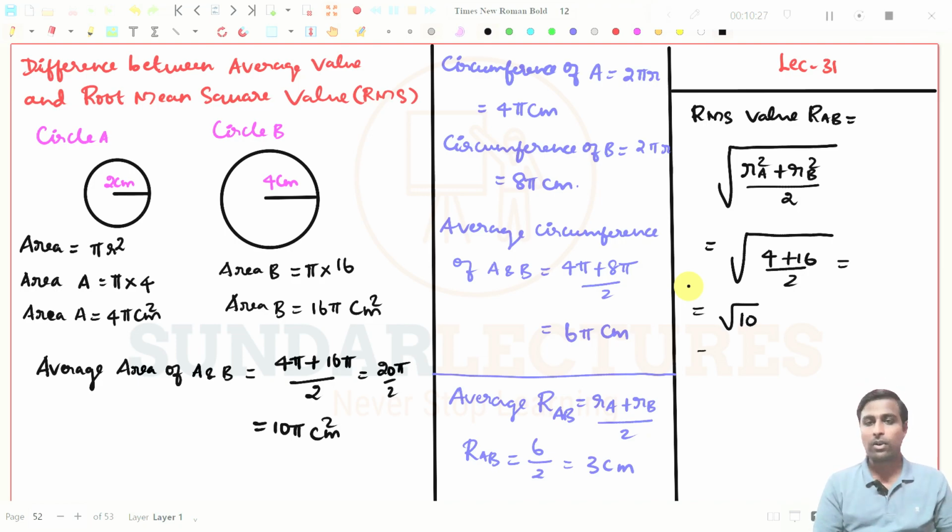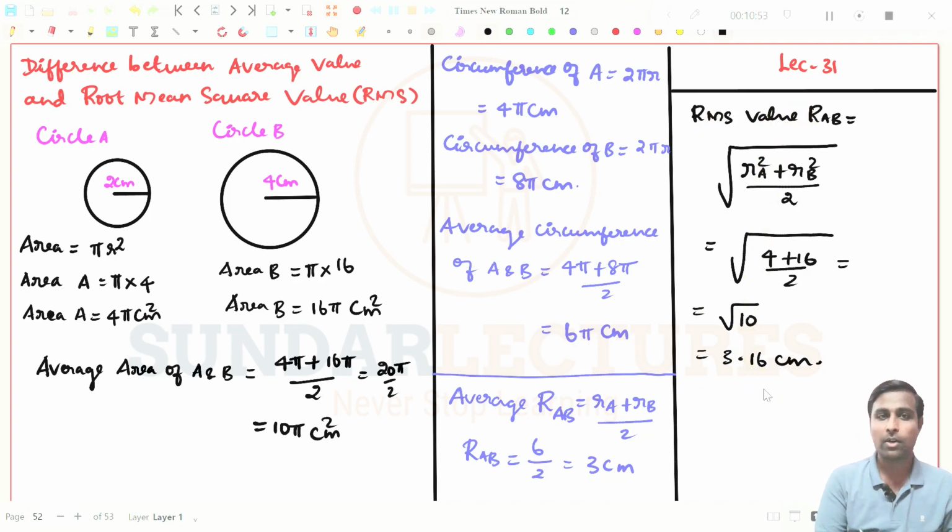So square root of 10 will give you 3.16. This is in centimeter, right? We have found the average value of RAB and the RMS value of RAB. Now see, we have centimeter parameters, which means the average value of RAB is in centimeter, and the RMS value of RAB is also in centimeter.